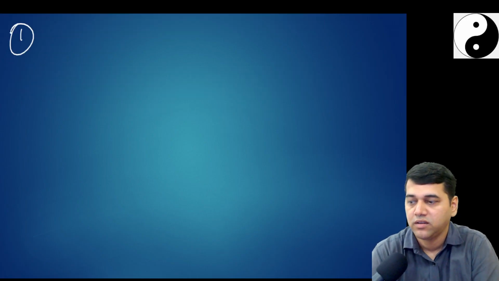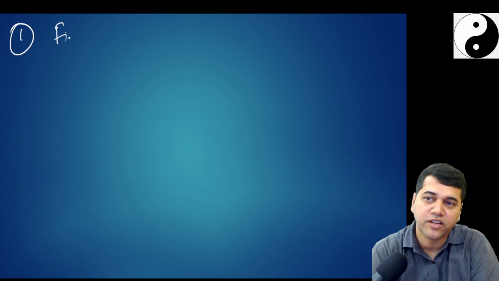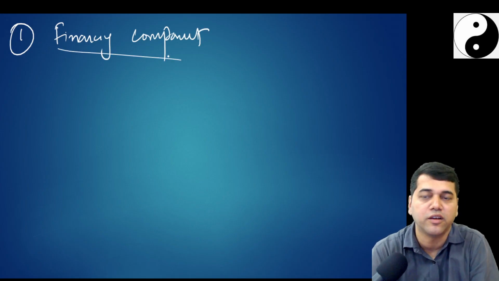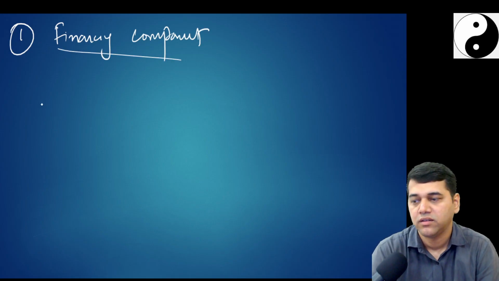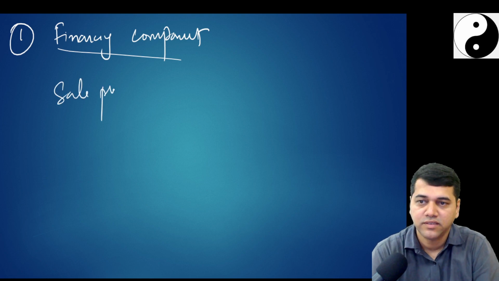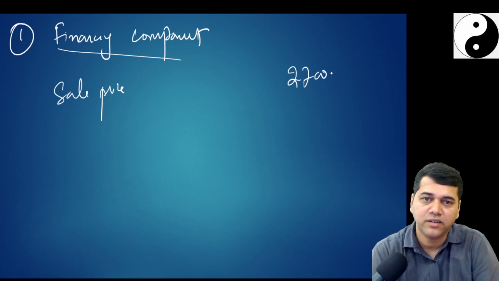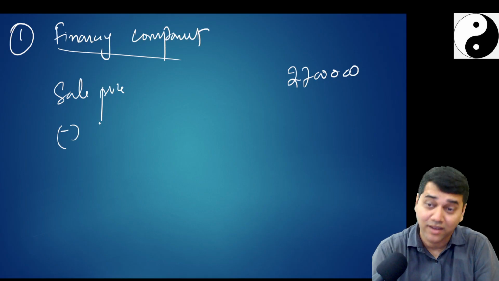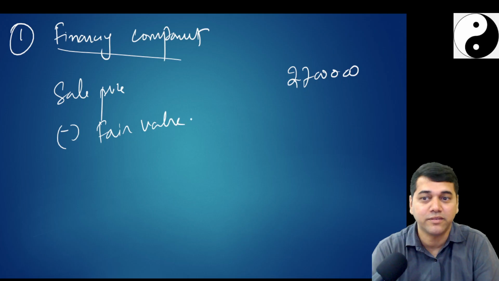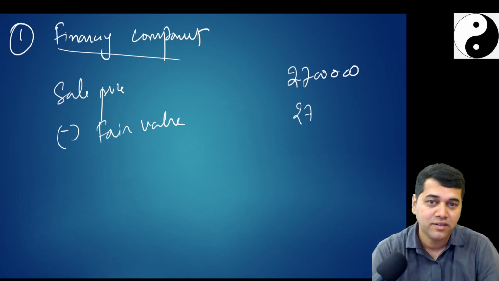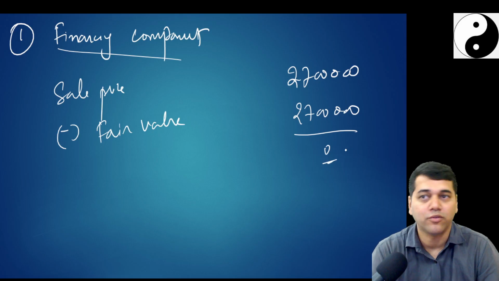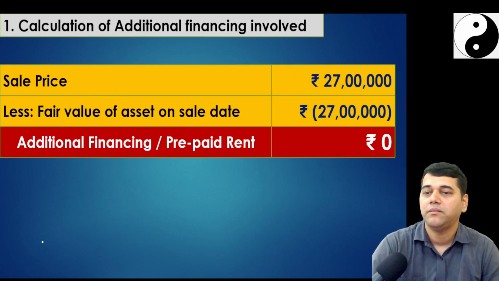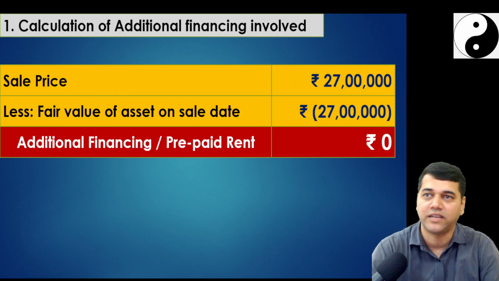First, financing component. Let us check now, is there any financing component? How do we check? Sale price, how much? 27 minus... very good. Please think, students, apply your mind. I have explained to you the logic behind it. Yes, you say, no sir, this is very clean. There is no financing or prepaid rent sitting here in this transaction.